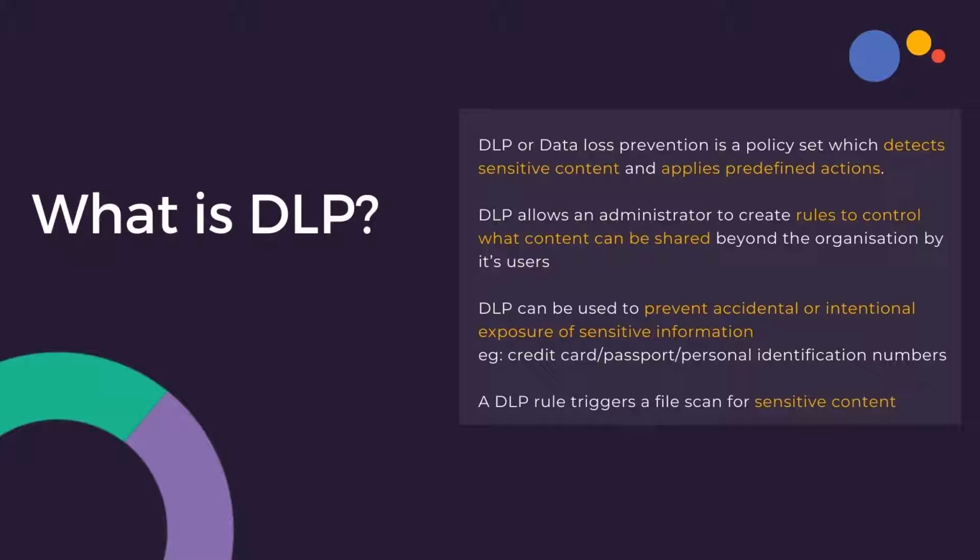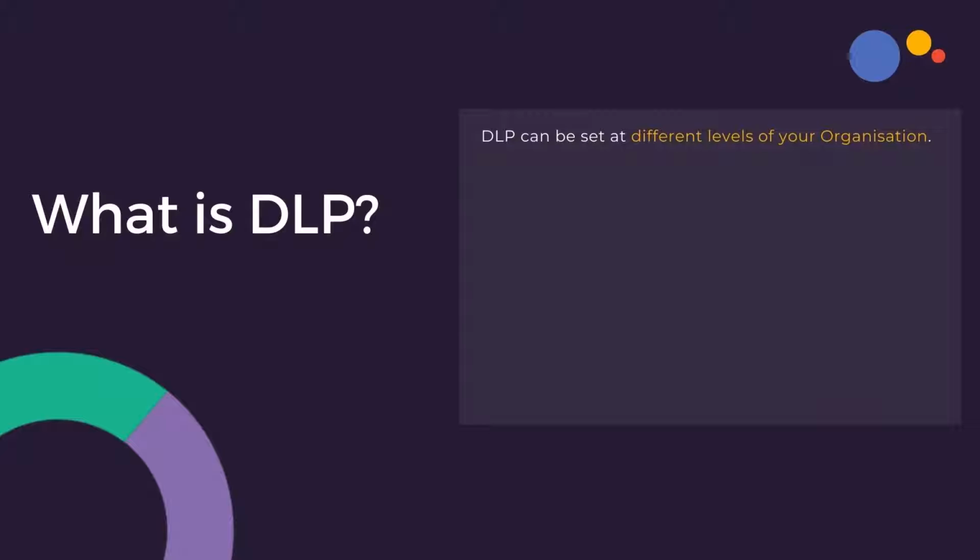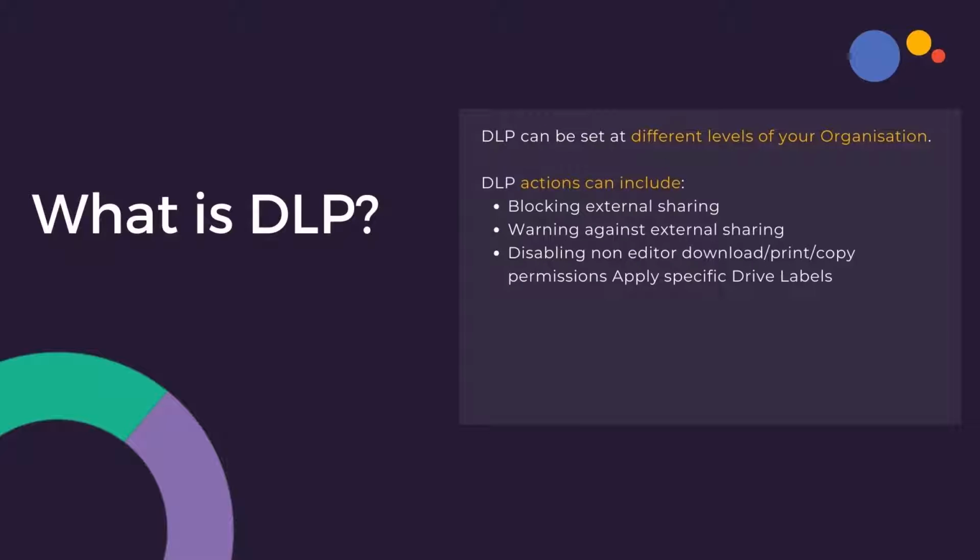DLP rules trigger scans of files for sensitive content. DLP can be set at different levels of your organization, capturing all user behavior, including or excluding a specific organizational unit or custom security group. DLP actions can include blocking external sharing, warning against external sharing, disabling download, print, and copy permissions for non-editors, and applying specific drive labels.